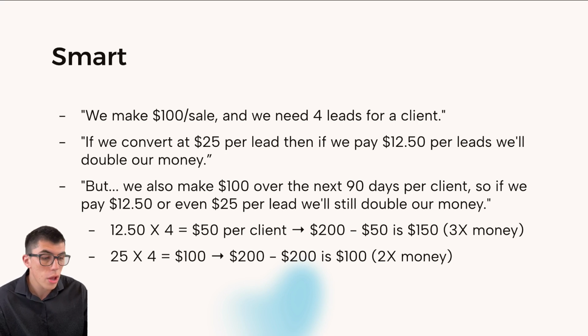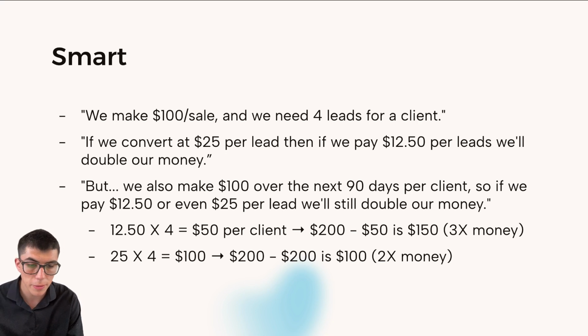Now, a little bit smarter than that is looking out the next 90 days. Say, for example, you have a process of getting $100 more for each client. So you upfront, you sell them $100, and over the next 90 days, you make $100 more from that client. So that's when you realize that, hey, if we spend $12.50 or $25, we'll still double our money. $12.50 per lead, 4 leads to get a client. That's $50 per client. Over the 90-day process, you make $200 per client. You spent $50 to get a client. You just 3x your money.